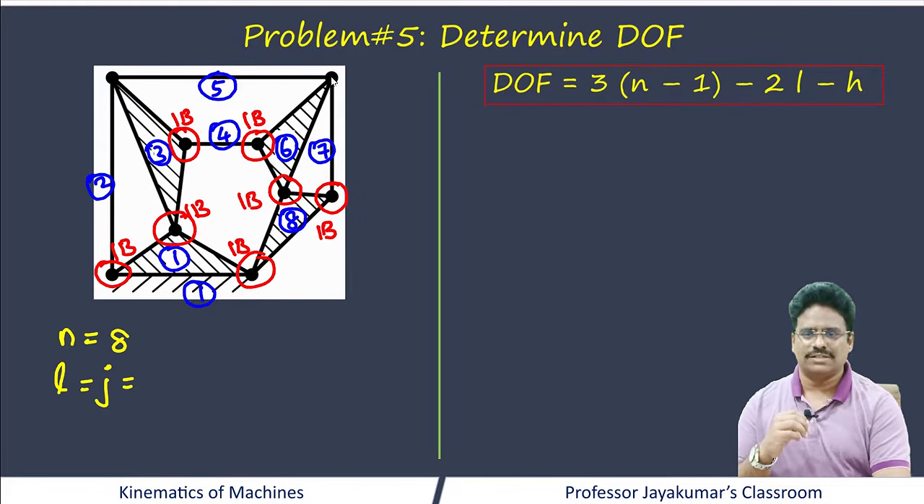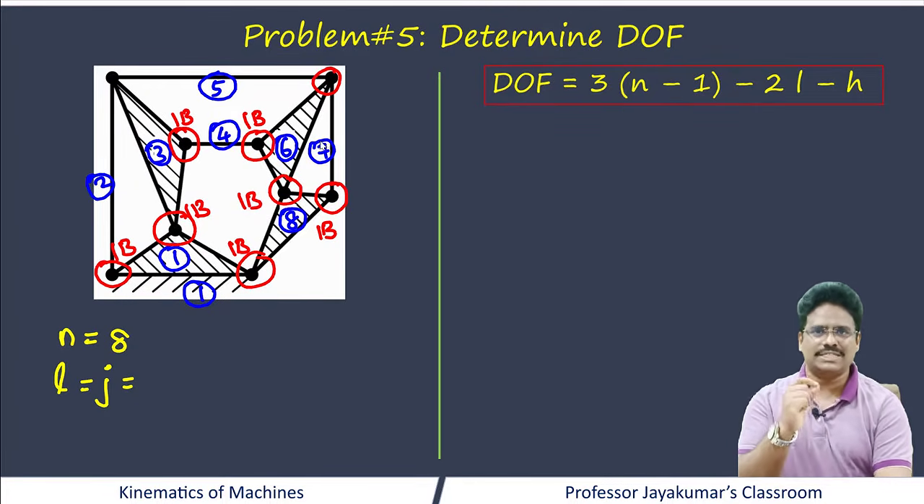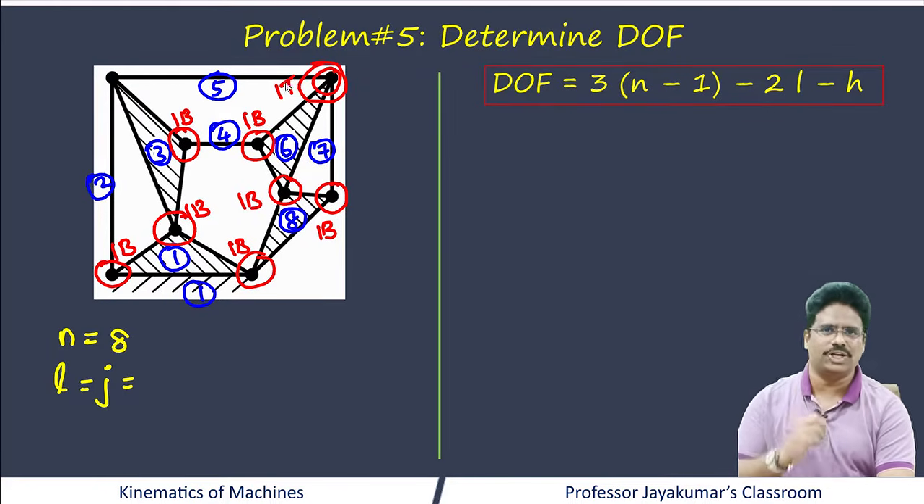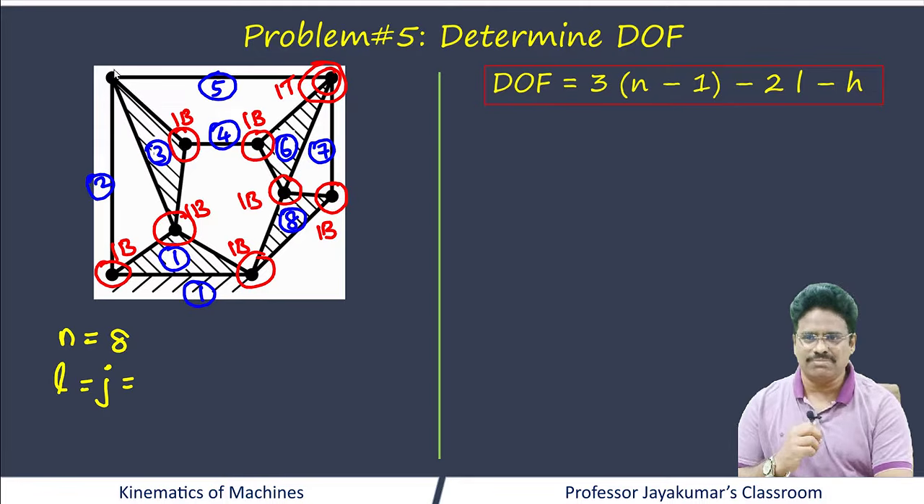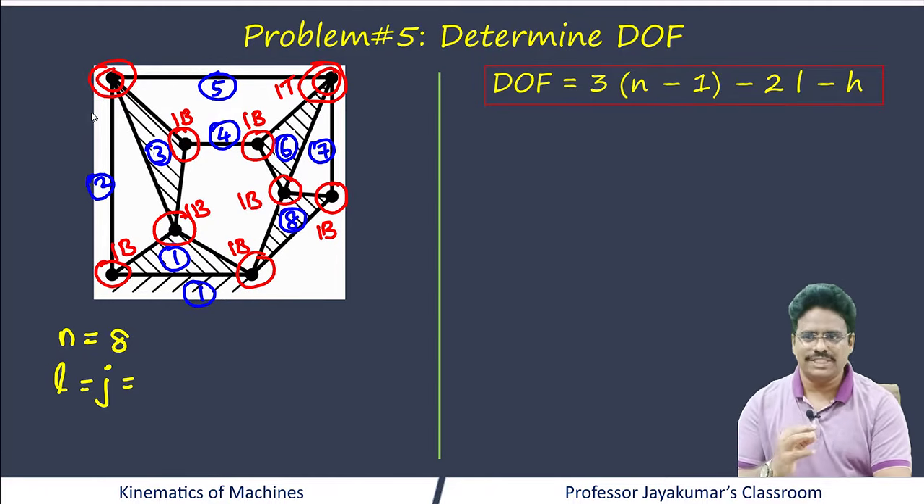What about here? This is not binary. Here we have links 5, 6 and 7 joined at a single joint. That I denote by 2 circles. That is one ternary joint. Same here as well. I have links 2, 3 and 5 joined at a single joint. So here also I have one ternary.